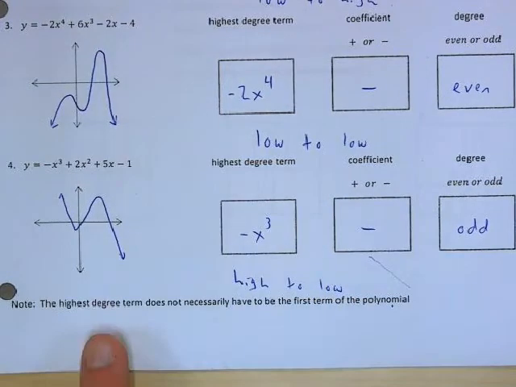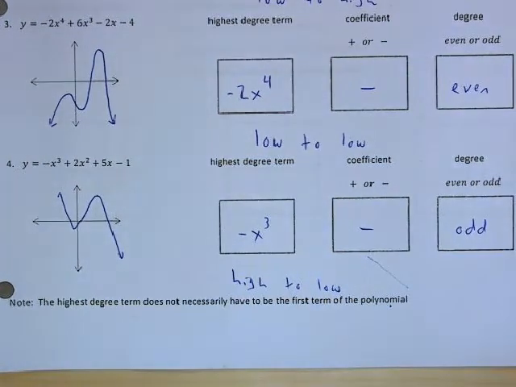Okay, and like it says at the bottom, which I mentioned, note the highest degree term does not necessarily have to be the first term of the polynomial. They can put these 4 terms in any order that they want. It'd still give us the same graph. But again, if we're looking for the end behavior, basically we want to look at just that first term, that highest degree term.